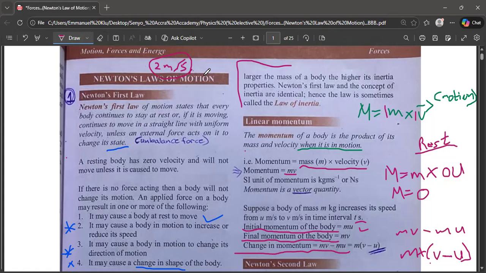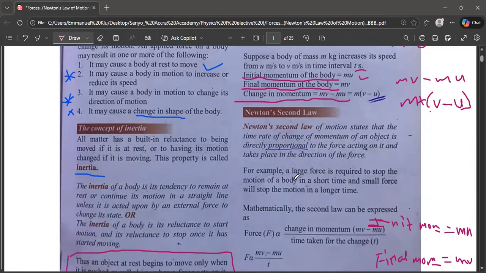Ideally, that ball that you saw moving when you came out of your room would have continued moving with the uniform velocity of 2 meters per second around the compound until it is acted upon by a force. Do you understand me? Yes. So that is what Newton's first law of motion is trying to tell us.